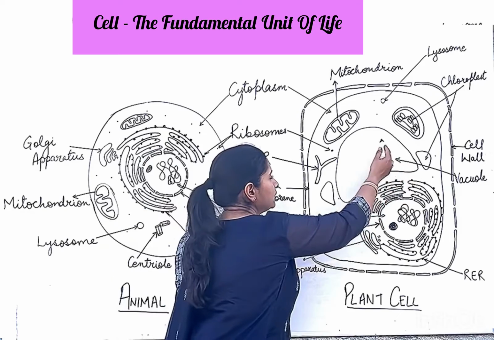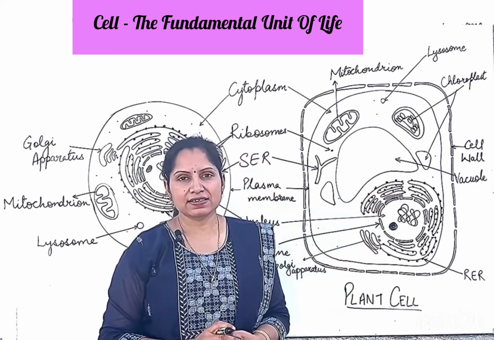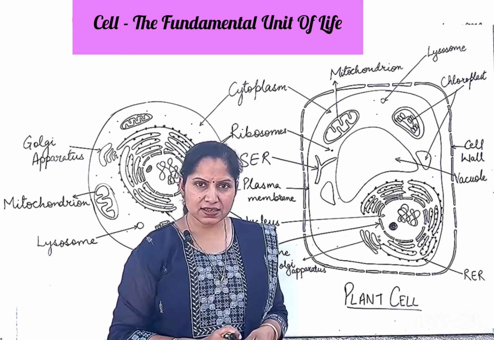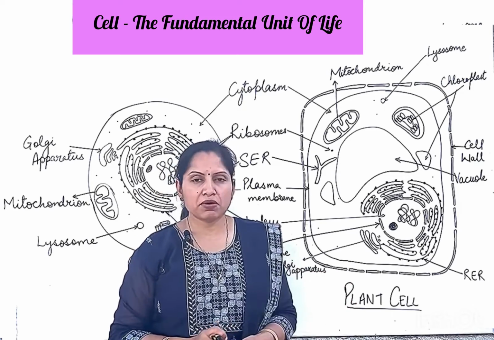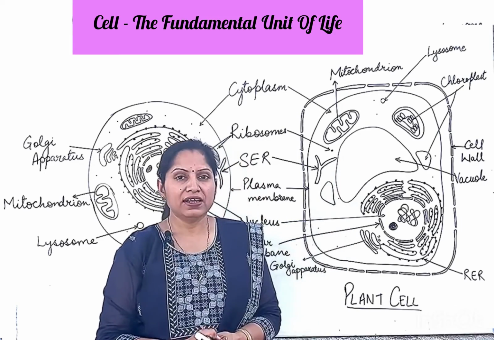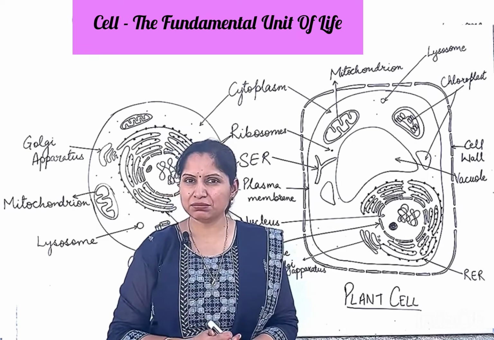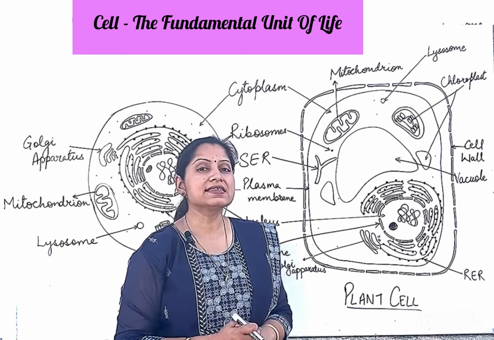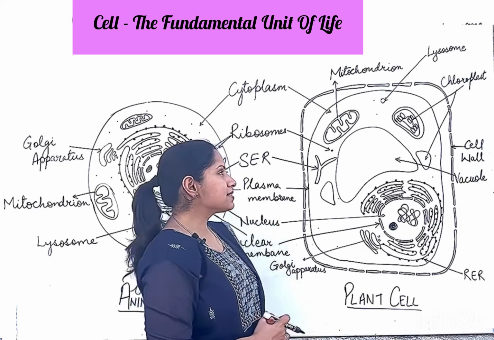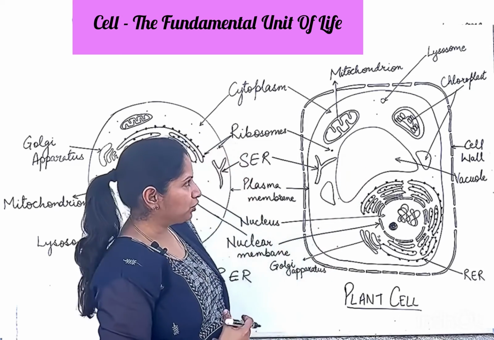Now, the other structure that you can see, a big, huge structure, is the vacuole. A plant stores its organic acids, its waste, and some amount of water in the vacuole. And the vacuole has a fluid content. I hope you remember its name, it is called the cell sap. So whatever fluid is present inside the vacuole is known as cell sap.